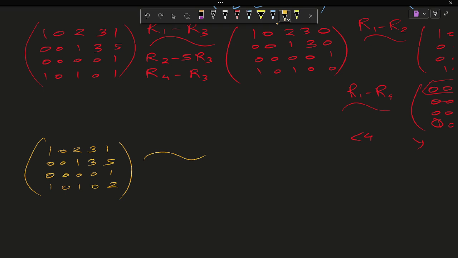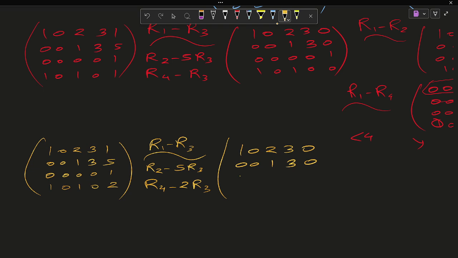So again we can clear this last column. So we can do my r1 minus r3. Then we can do r2 minus 5 r3, and then r4 minus 2 r3. Then we will get 1 0 2 3 0, 0 0 1 3 0 and 0 0 0 0 1 and 1 0 1 0 0.